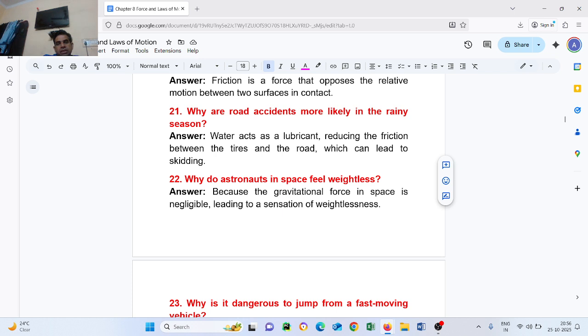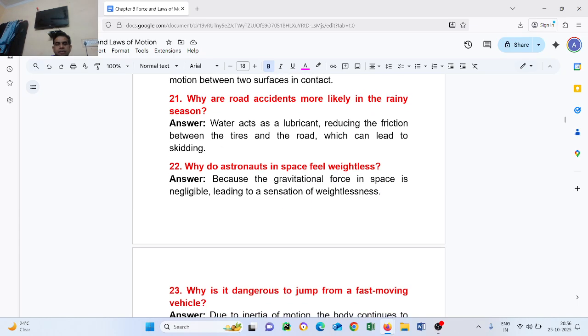Question number 20. Why do astronauts in space feel weightless? Because the gravitational force in space is negligible, leading to a sensation of weightlessness.